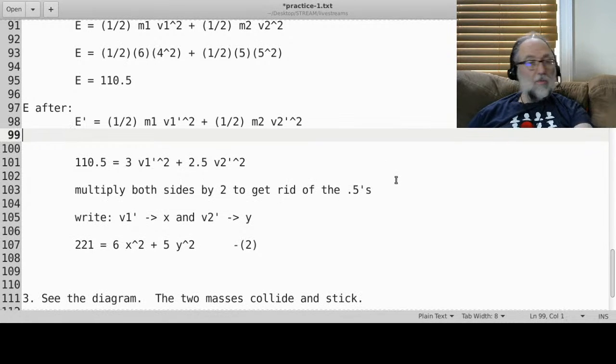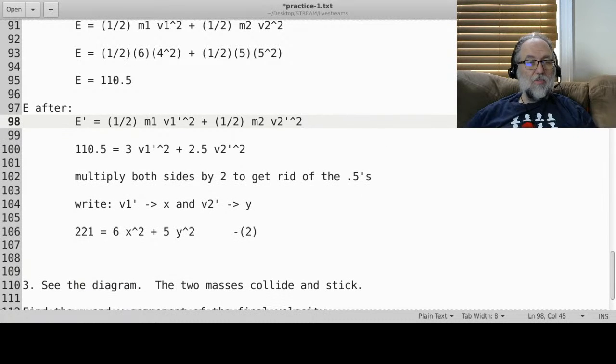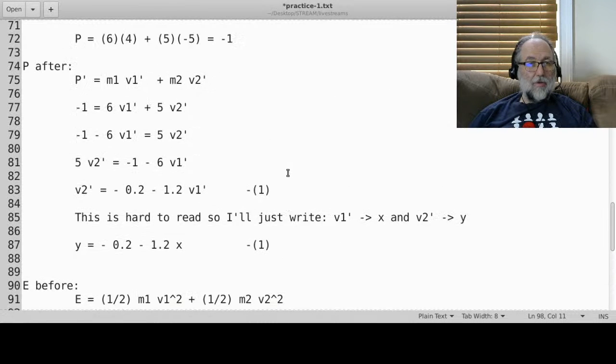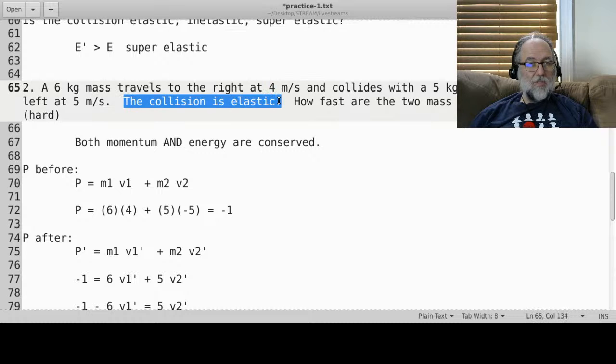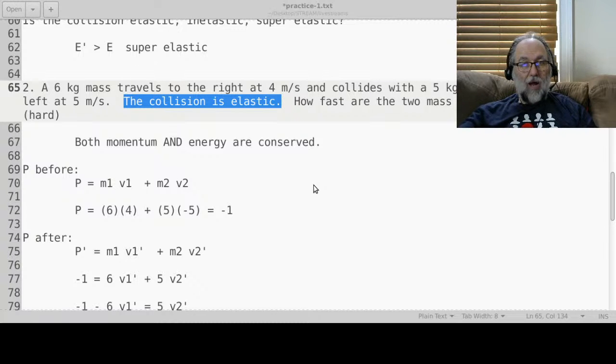Okay, now substituting in the numbers, we can reduce this. The energy, well, what did I say? The energy is the same as before because this is an elastic collision. So that's that little line there, right here. That little statement right there. The collision is elastic. That's crucial to solving this problem because it allows you to equate E1 to E1 primed.